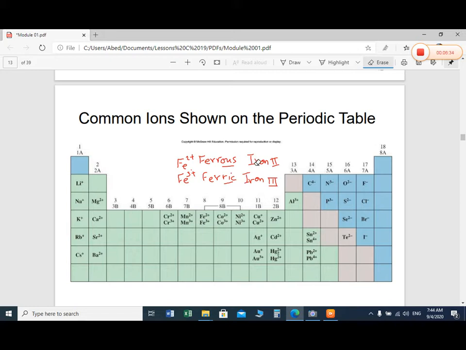The easier method is to write iron 2 and iron 3. We just look at the charge, which is 2, so we write iron 2 and iron 3. I think this will be easier for you instead of memorizing ferrous and ferric. So this is also an example that cations can be polyvalent, having more than one charge.